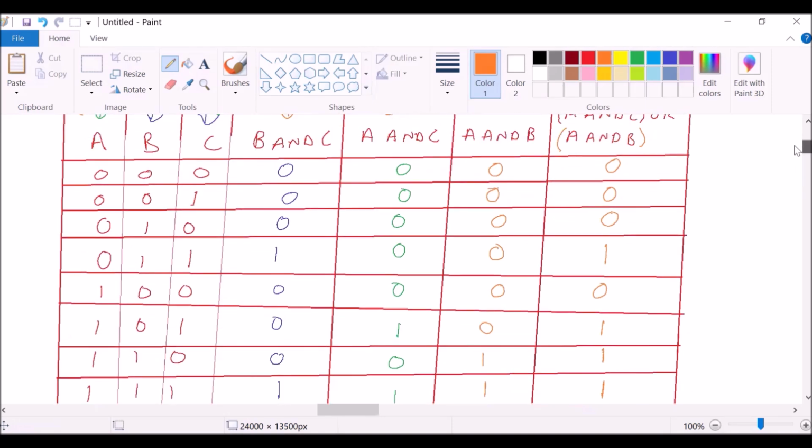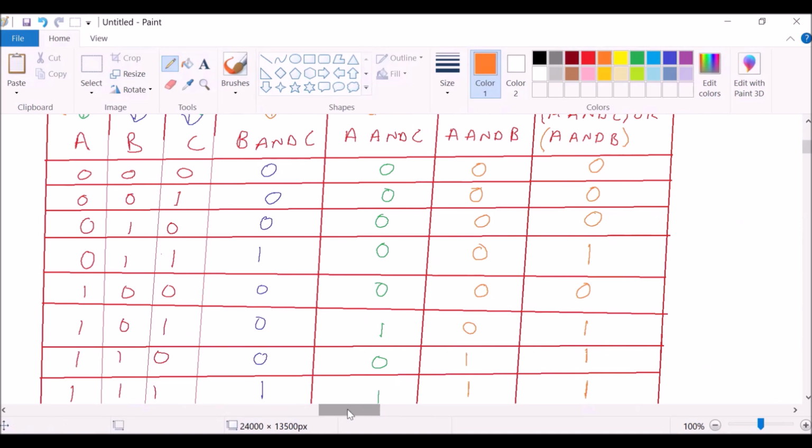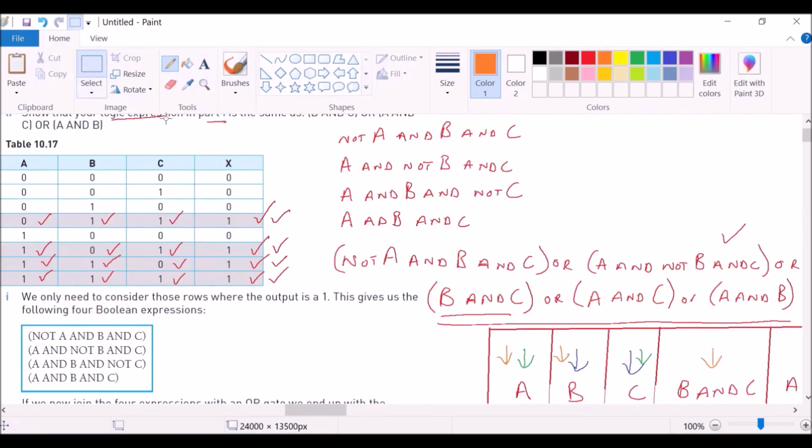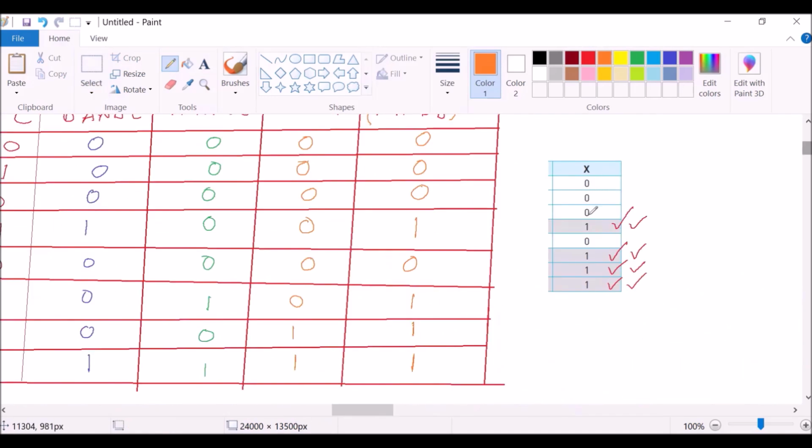So this is the truth table. So we compare this final output to this final output. If they are the same, it means the logic expression in part 1 is the same as this logic expression we have been given. 0, 0, 0, 1, 0, 1, 1, 1. So this is the same.